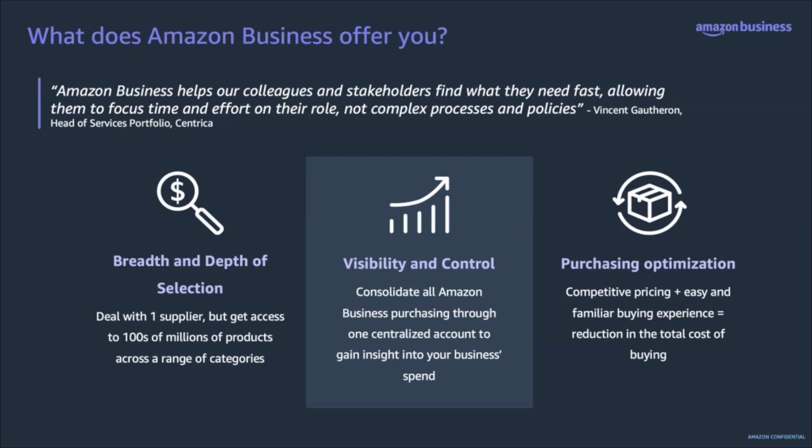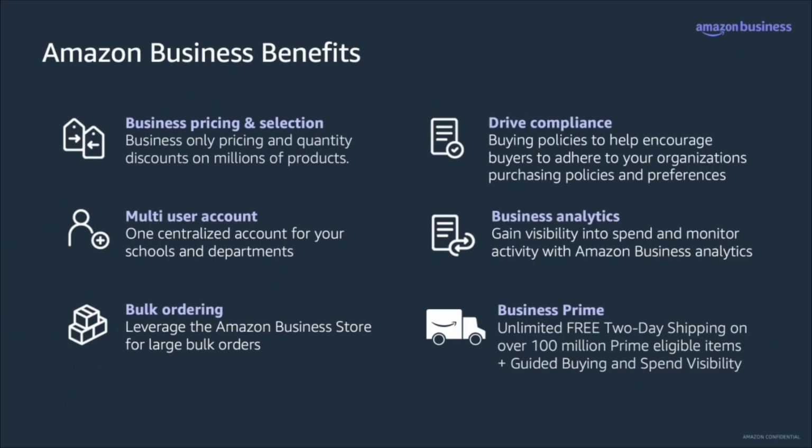Now, within that, when you have both the competitive pricing and you have the ease and familiarity of being able to make purchases on an e-commerce tool that you may be using at home, what that does is it equals a reduction of the total cost of buying. So there are dichotomies between the retail marketplace and the business marketplace. Off the bat, business pricing and selection, you have more depth and breadth of products, but you also get business pricing. So what we see on average is anywhere from a 6 to 7% more competitive price on the business marketplace than the retail marketplace on an apples to apples product.